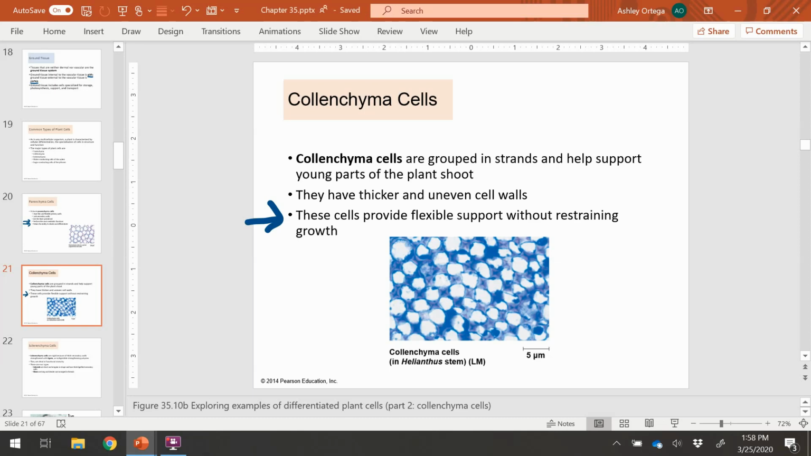They're providing support, but they don't inhibit or restrain the plant from growing more, and they are alive. Some of the cells we'll see are dead, and so when they're dead, they are not flexible whatsoever. So if the plant tries to grow and divide around it, it's just not going to move. So collenchyma cells are important, in that they do provide flexible support.